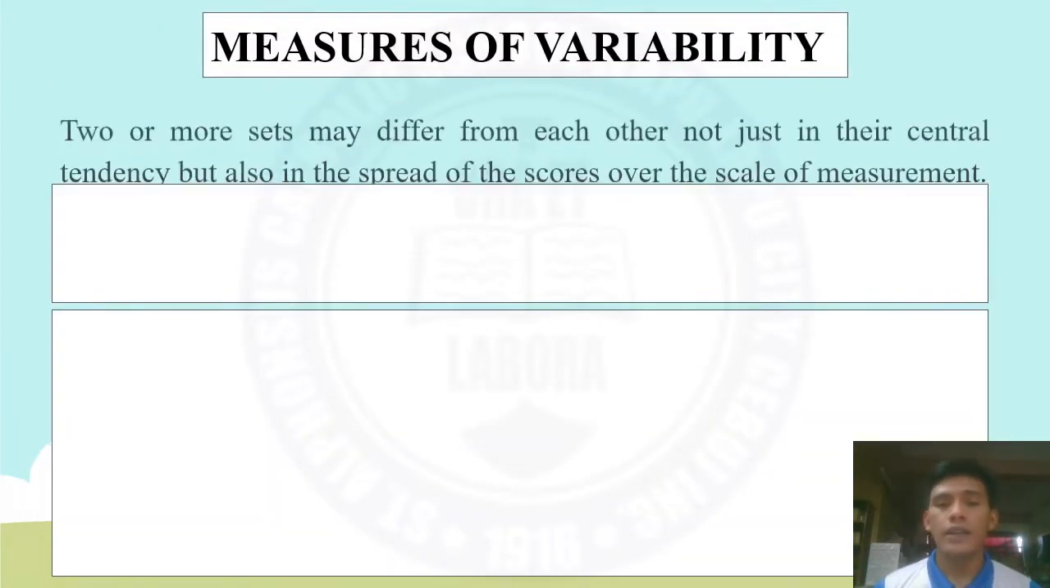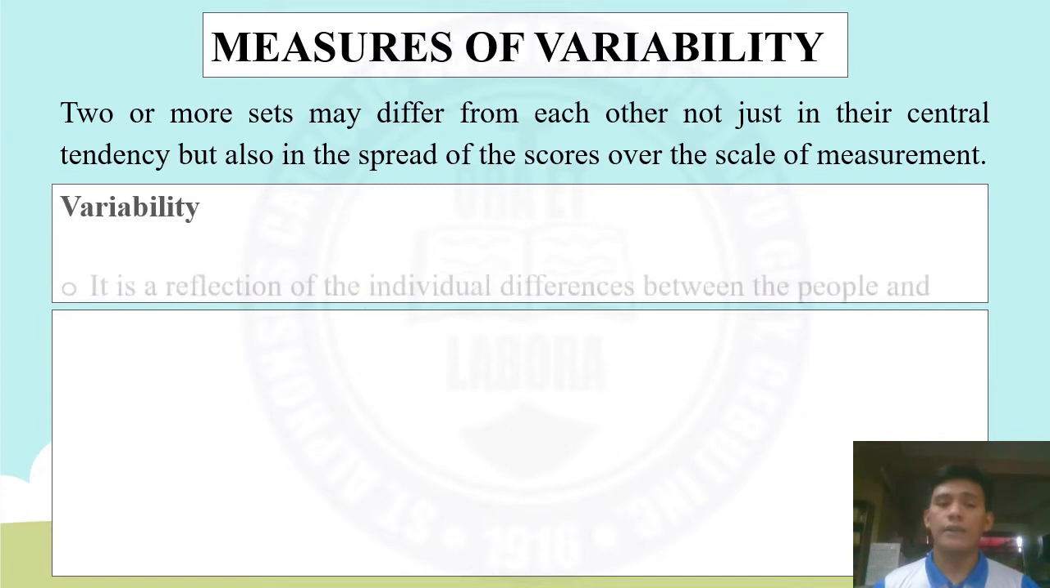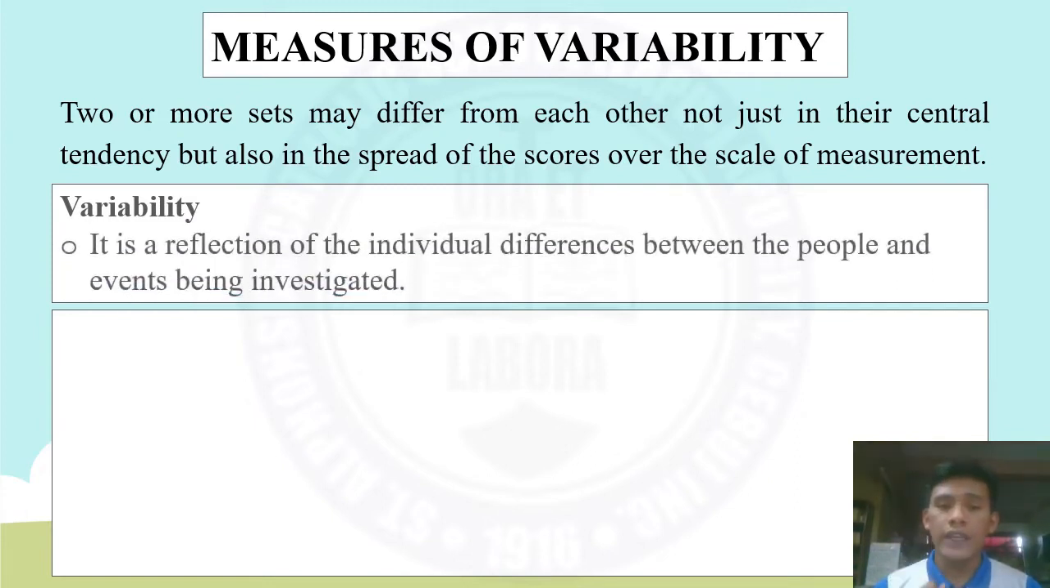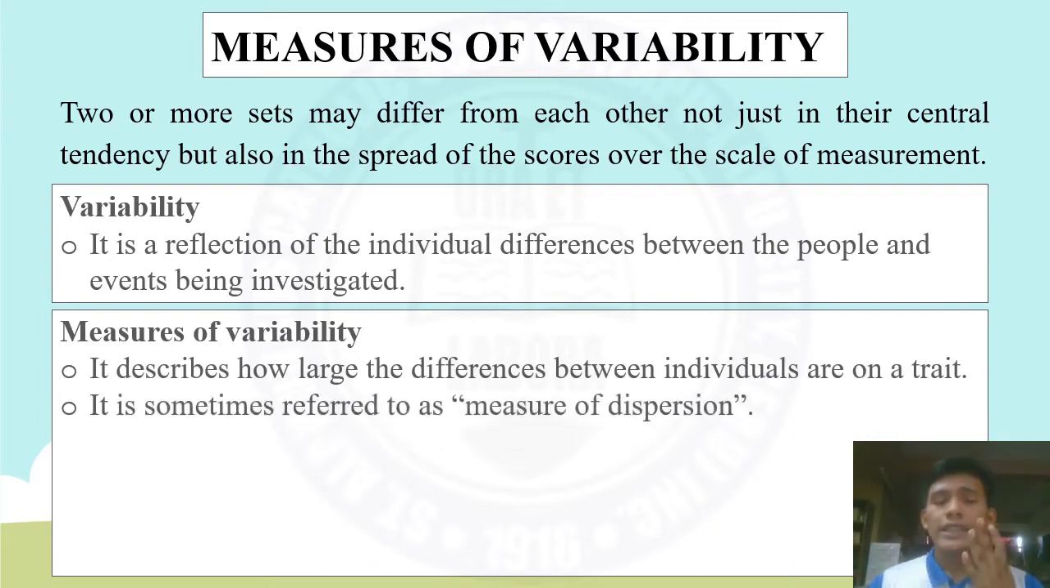Measures of variability. Two or more sets may differ from each other, not just in their central tendency but also in the spread of the scores over the scale of measurement. Variability is a reflection of the individual differences between the people and events being investigated. Measures of variability describe how large the differences between individuals are on a trait. It is sometimes referred to as a measure of dispersion.